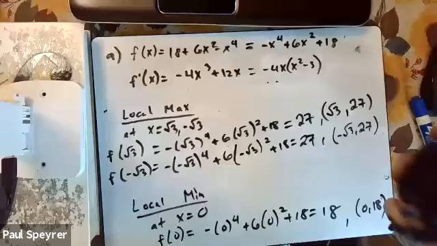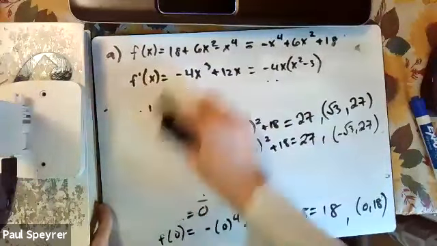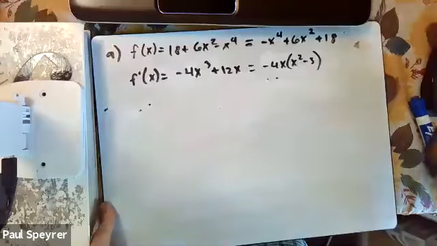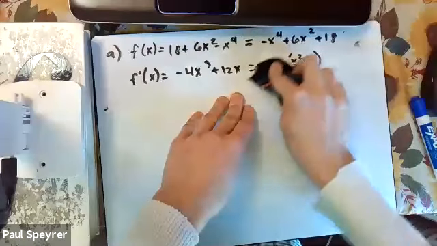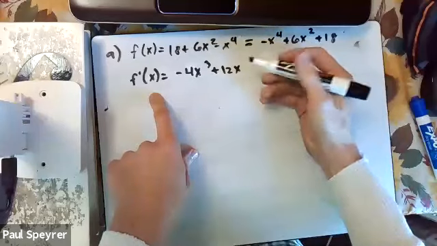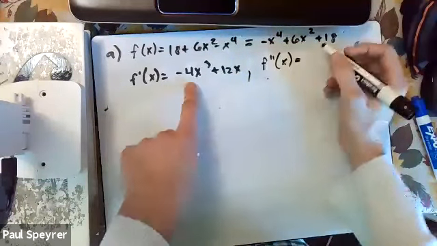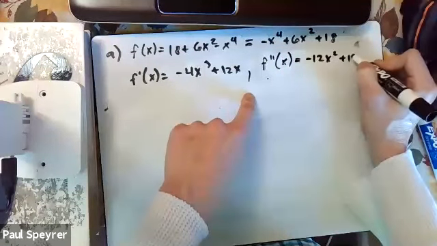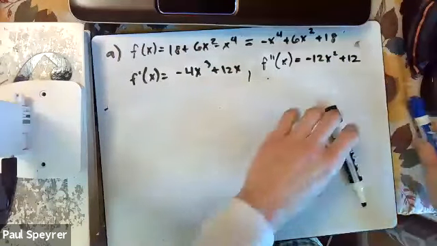What do we do from here? We still have to find concavity, right? That's the second derivative. So let's go back to our f prime of x. Now we need to find f prime prime, or the second derivative. What's that going to be? That's negative 12x squared plus 12. Let's take that now and set it to 0.